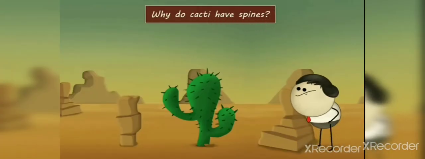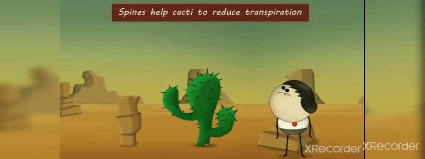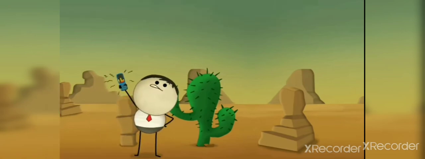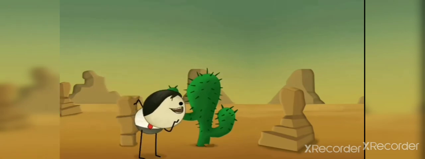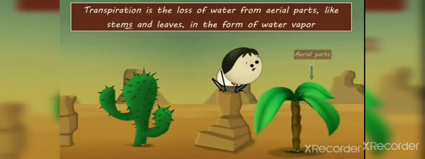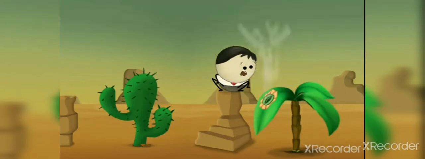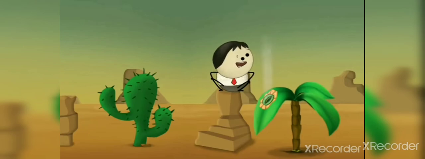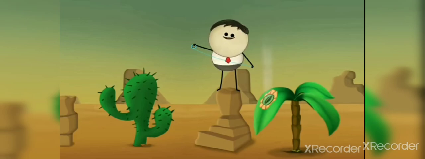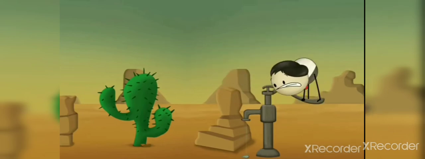Why do cacti have spines? Maybe they want to look like porcupines. Very funny. Spines help cacti to reduce transpiration. Well, I know all about vibration, but what's with this new thing called transpiration? Transpiration is the loss of water from aerial parts, like stems and leaves, in the form of water vapor. These aerial parts contain stomata which allow water vapor to escape into the atmosphere. So, shall we tape the aerial parts so that the vapor won't escape? Oh, pay attention. In deserts, where cactus usually grows, there is scarcity of water.